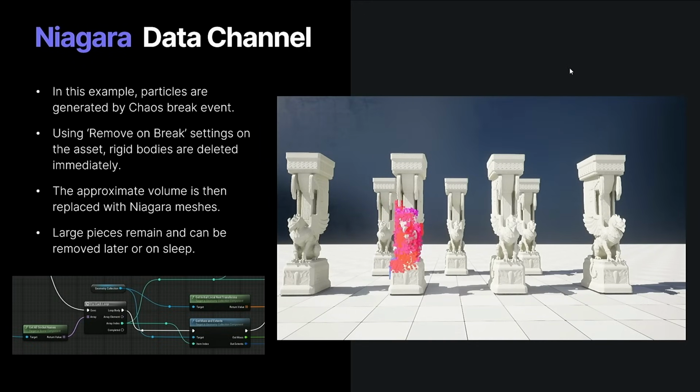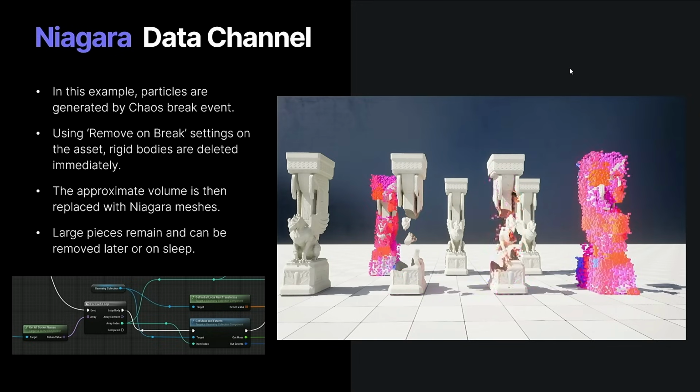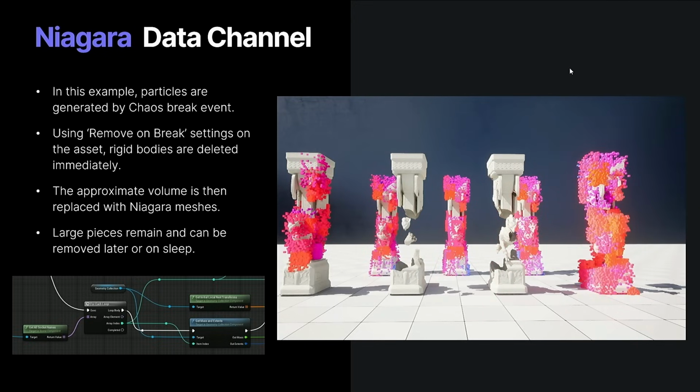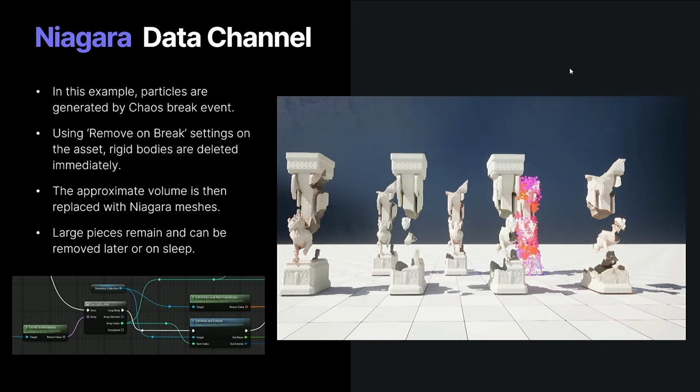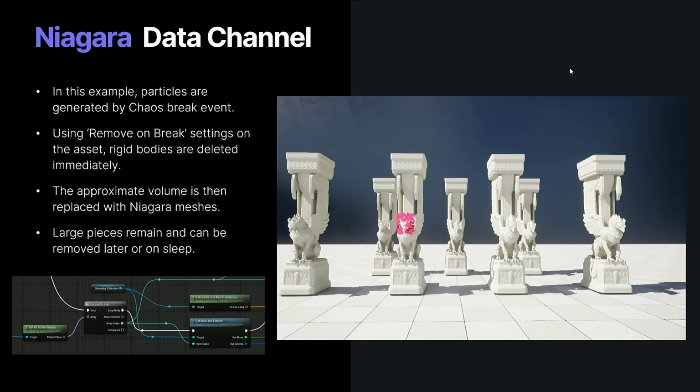And so in this example, particles are being generated by a Chaos break event, and then we're immediately removing them on break. And then what are we doing? Oh, right. So I've stepped ahead. I started reading the bullets. I should have started with my own head.